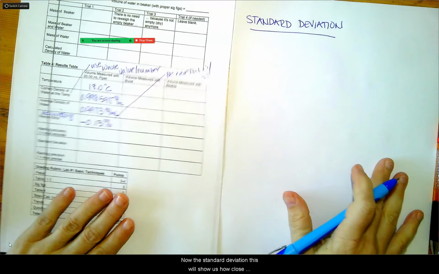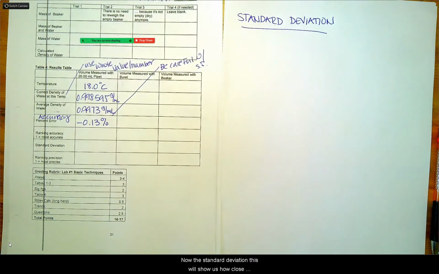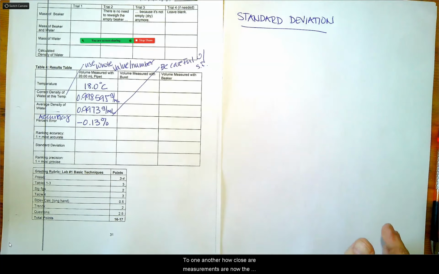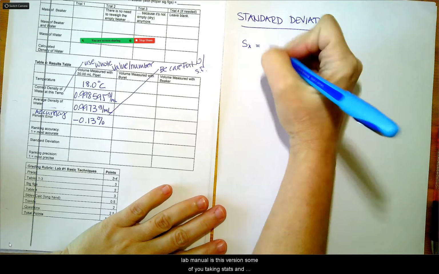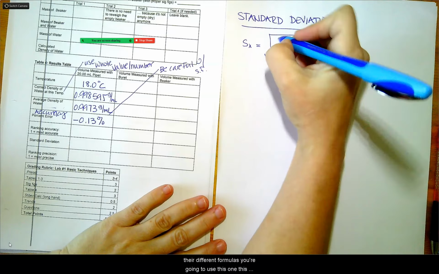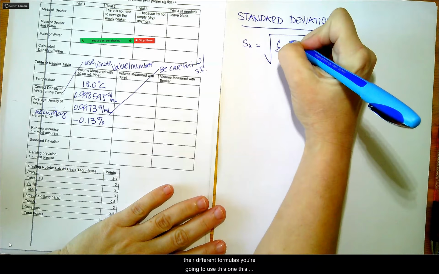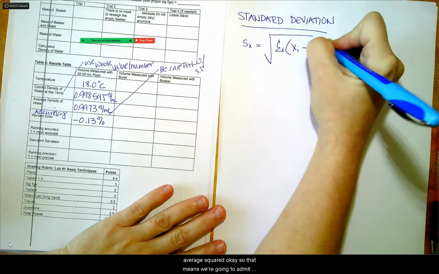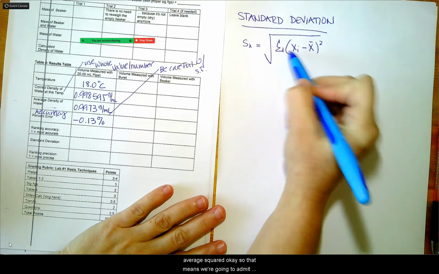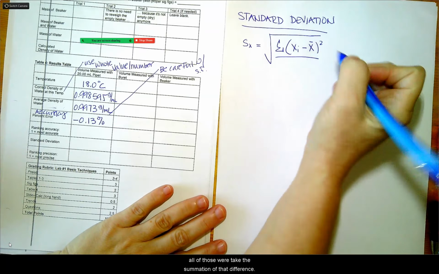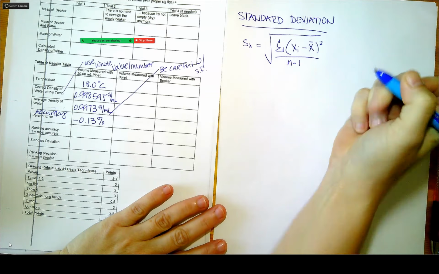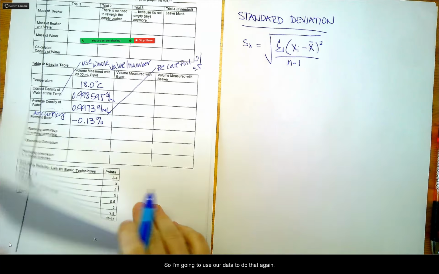The standard deviation will show us how close our values are to one another, how close our measurements are. The formula that we use is in our lab manual, and is this version. Some of you have taken stats and there are different formulas, but you're going to use this one. The sum of our data point minus our average, squared. That means we're going to add up all of those. We take the summation of that difference divided by, and this is under the square root, n minus 1. So I'm going to use our data to do that again.